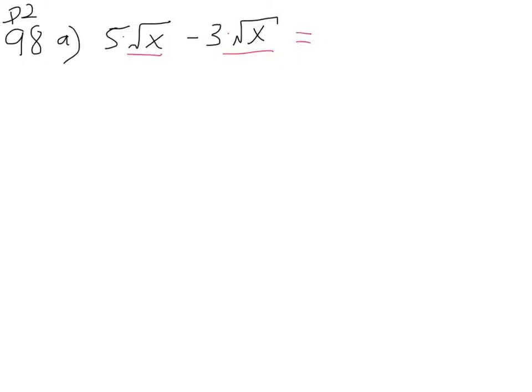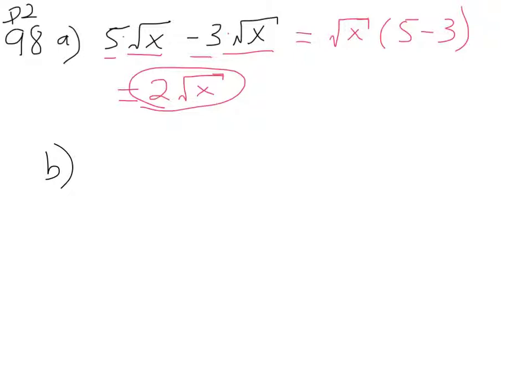So if I pull out a square root of x, I'm left with the 5 in my first term, and I'm left with this minus 3 in the second term. Well, 5 minus 3 is equal to 2, so this whole thing is the square root of x times 2, or in more formal, regular notation, I would write this as 2 times the square root of x.